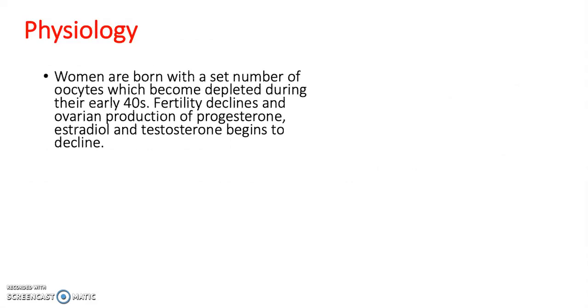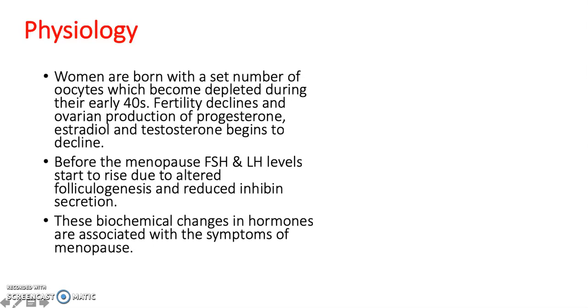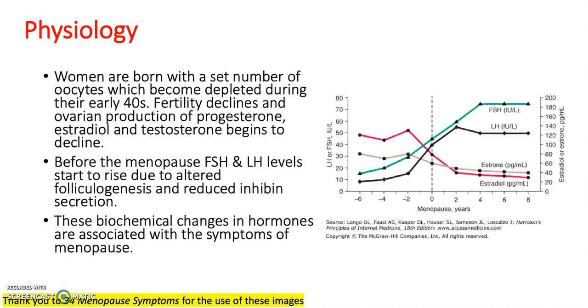Physiology. Women are born with a set number of oocytes, which become depleted during their early 40s. Fertility declines and ovarian production of progesterone, estradiol, and testosterone begins to decline. Before the menopause, FSH and LH levels start to rise due to altered folliculogenesis and reduced inhibin secretion. These biochemical changes in hormones are associated with the symptoms of menopause. Here you can see a chart which shows the different levels of hormones throughout the menopause years.